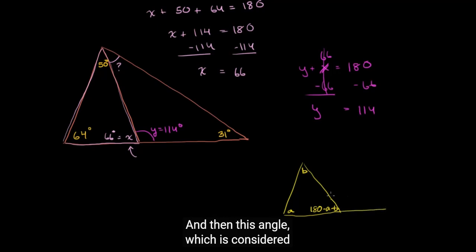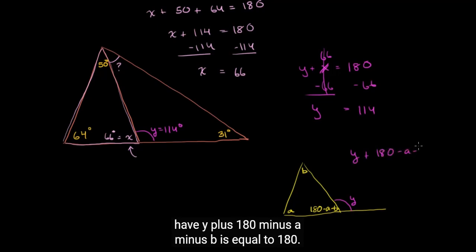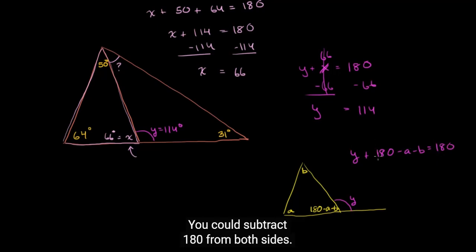And then this angle, which is considered to be an exterior angle, in this example, y is an exterior angle. That is going to be supplementary to 180 minus a minus b. So this angle plus 180 minus a minus b is going to be equal to 180. If you call this angle y, you would have y plus 180 minus a minus b is equal to 180. You can subtract 180 from both sides. You can add a plus b to both sides.